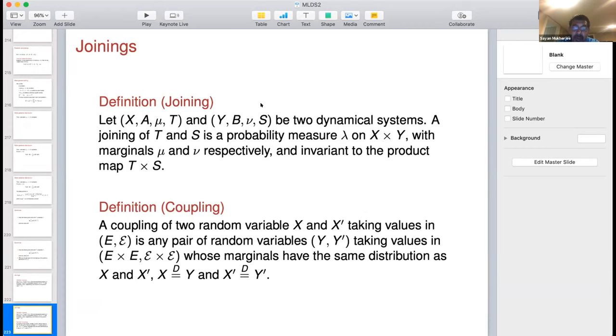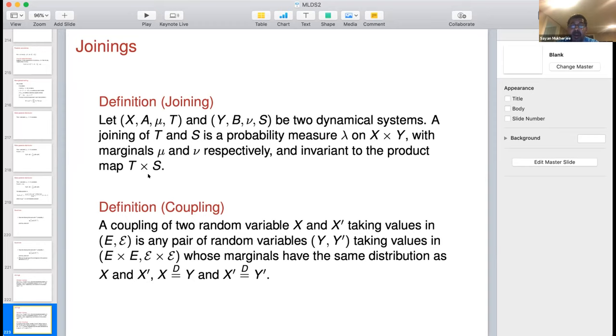Let's compare that to a coupling, right? A coupling of two random variables, X and X prime, is any pair of random variables, Y, Y prime, that are living on the joint space and have the same marginals. So what's a joining? A joining is a coupling that respects the dynamics. So these mu and nu have to be invariant on the product map, okay?